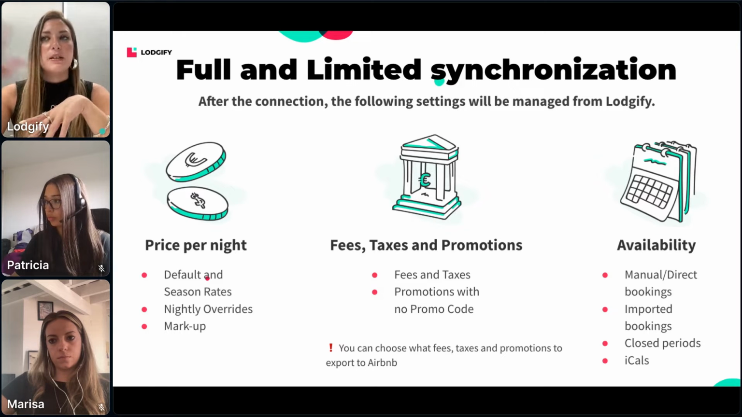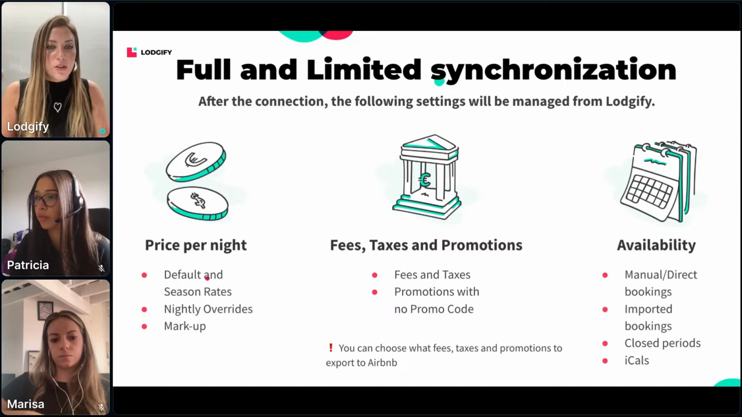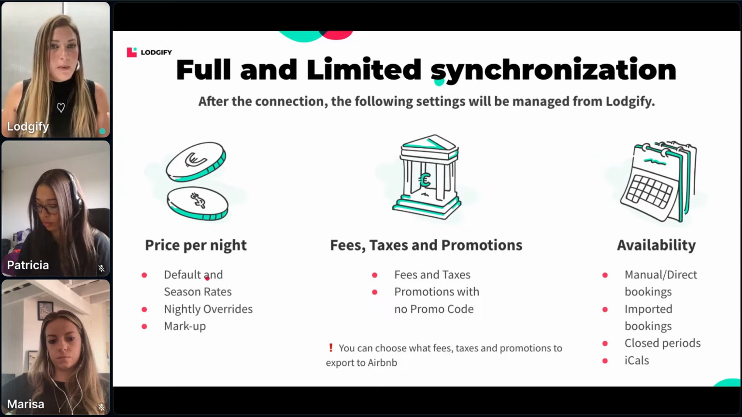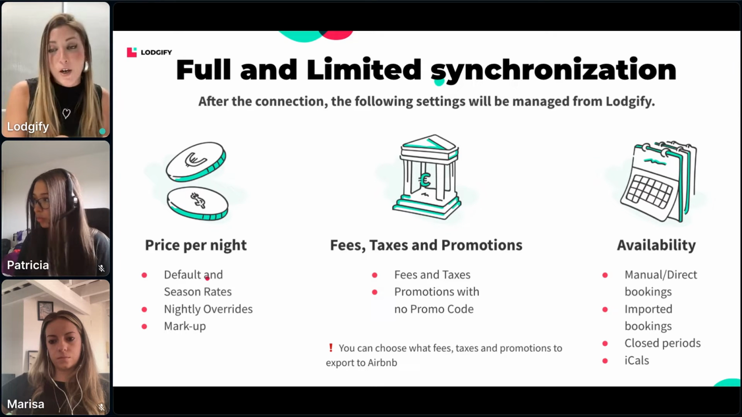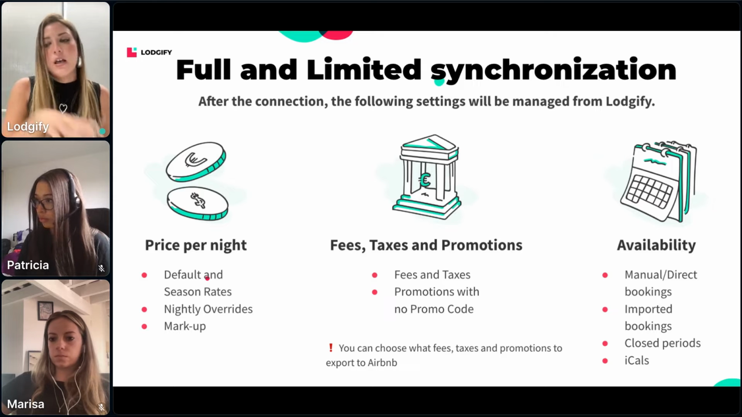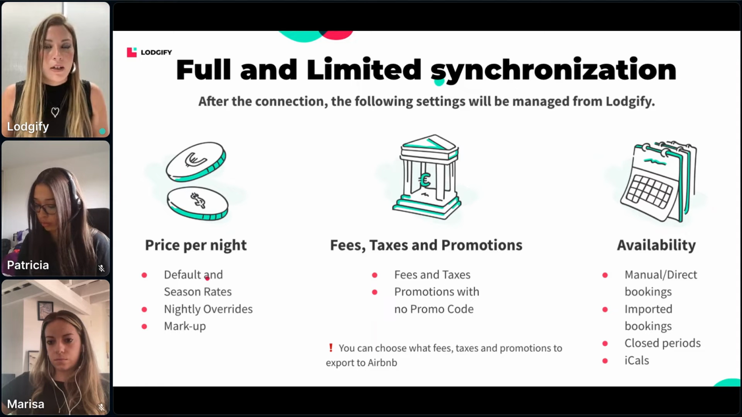And then, of course, the availability is fully managed from Lodgify as well. So your Lodgify calendar becomes your central calendar from which you can manage your Airbnb calendar. So if you want to create a closed period, you have to do it in Lodgify in order for your calendar on Airbnb to block as well.